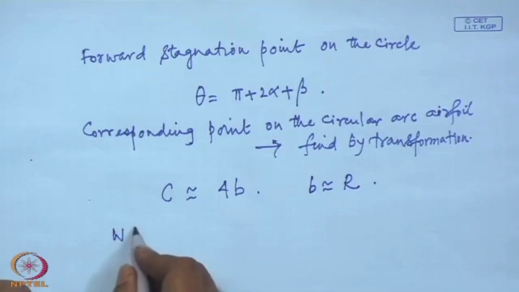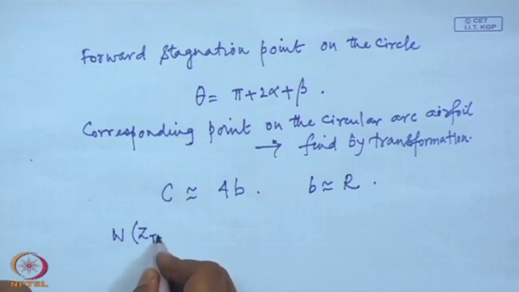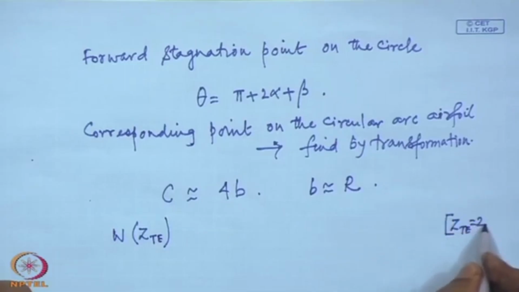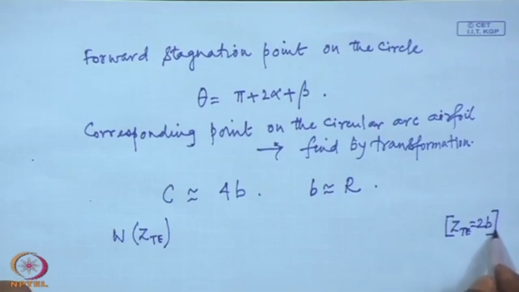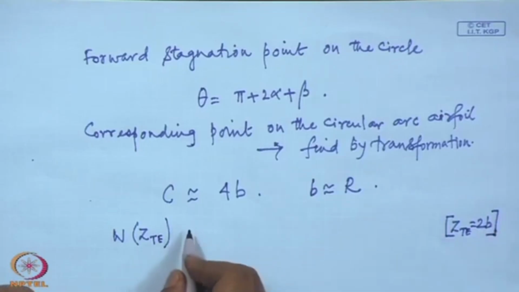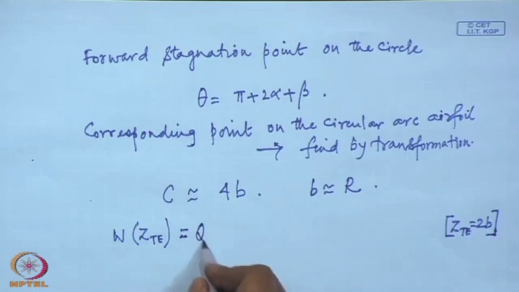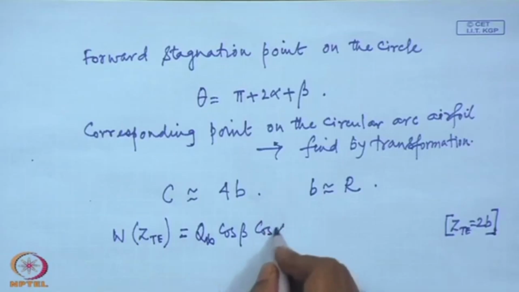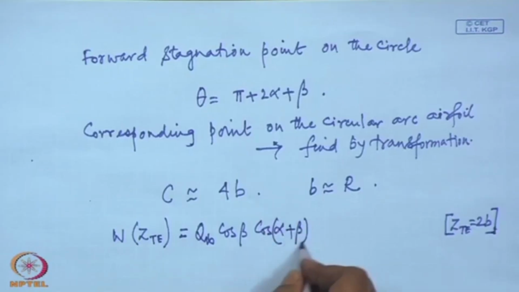What is the velocity at the trailing edge? If you remember, z trailing edge is approximately 2b. For this we already have a general formula. This we derived earlier: q infinity cos beta, then cos alpha plus beta.